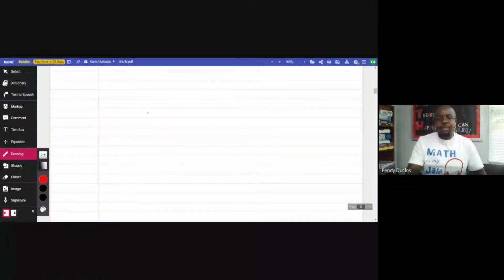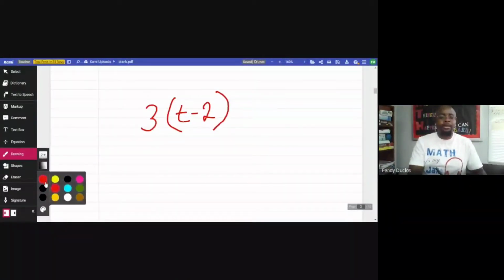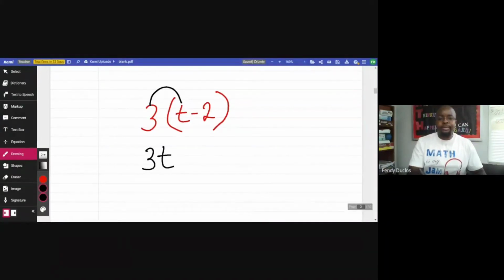For this next problem, we're going to do 3 times the difference of t minus 2. I'm going to switch colors here, and we're going to do it the exact same way as the previous problem. The first thing I'm going to do is take this 3 that's on the outside and multiply it by the t. So 3 times t, once again, gives us 3t.